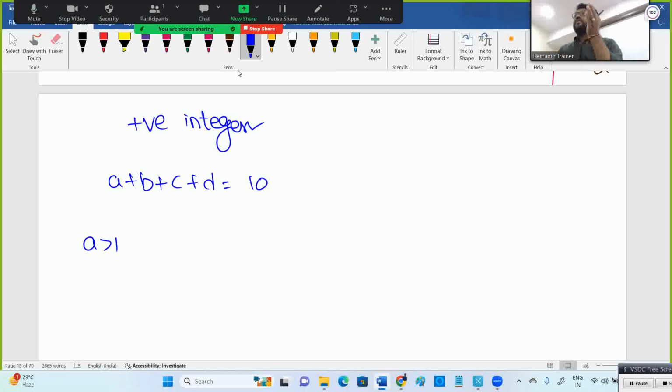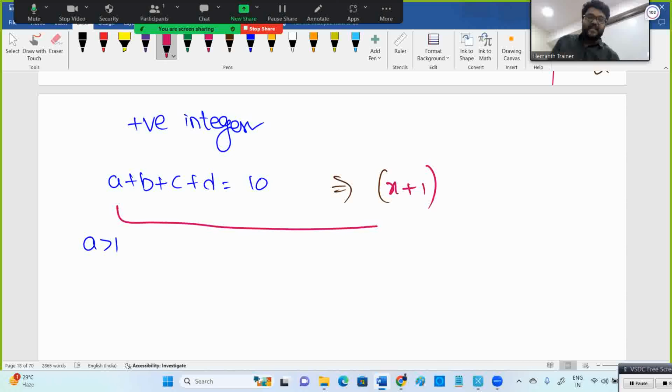Now I can do some adjustment in the given equation. In place of A, we can keep some other variable, taking one extra. Or maybe I can put A as X plus 1 here. Positive means what is the minimum value? 1. Anything minimum 1, right? I want greater than 1, right? Instead of A, I'll put X plus 1. If X is 1 also, then A will be 2.